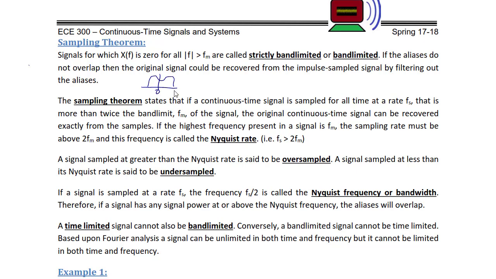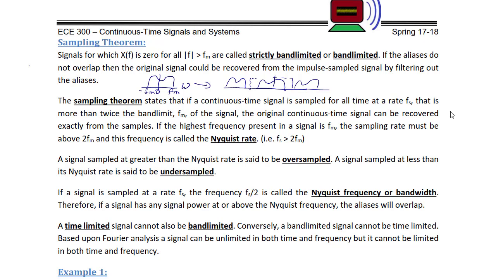That means that it's 0 for values greater than fm or less than negative fm, which means when it goes through the sampler, in the frequency domain, the aliases or copies could be filtered out so that only the original signal remains. For example, I've sketched an ideal low-pass filter here.